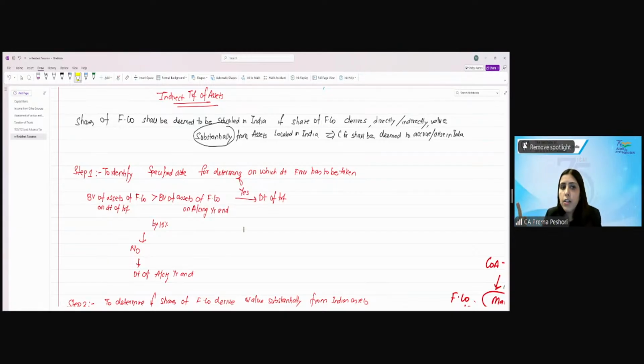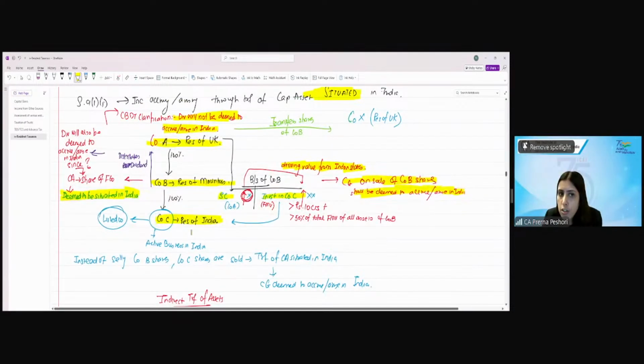So, first you have to identify the specified date for determining on which date you will consider the market value of the shares. To identify whether the shares of company B derive the value from company C, you have to identify the market value of company C. Correct? So, on which date market value will you take? Whether on the day when you are transferring the shares of company B or as on the last day of the accounting year.